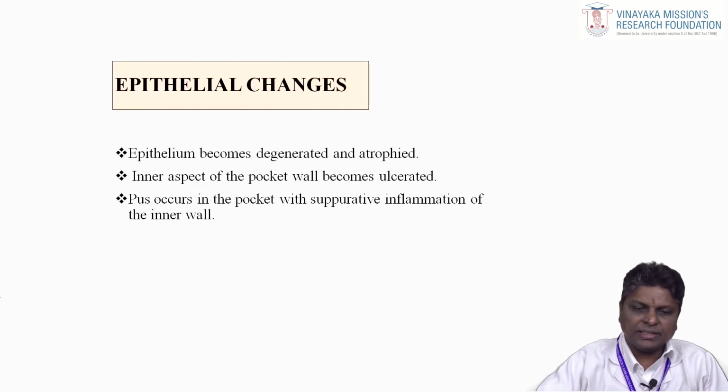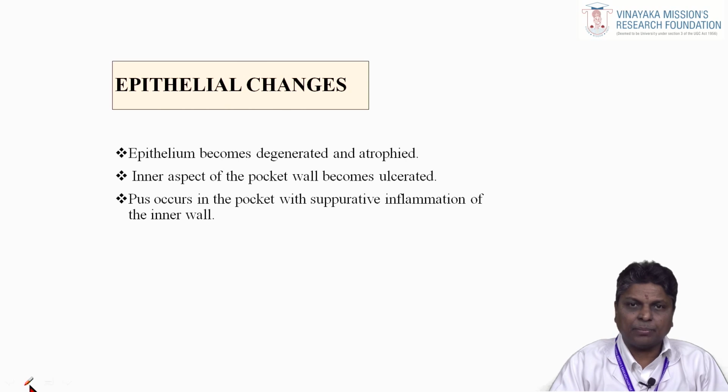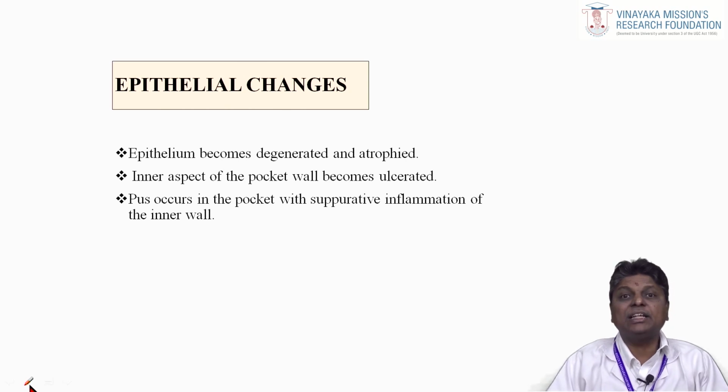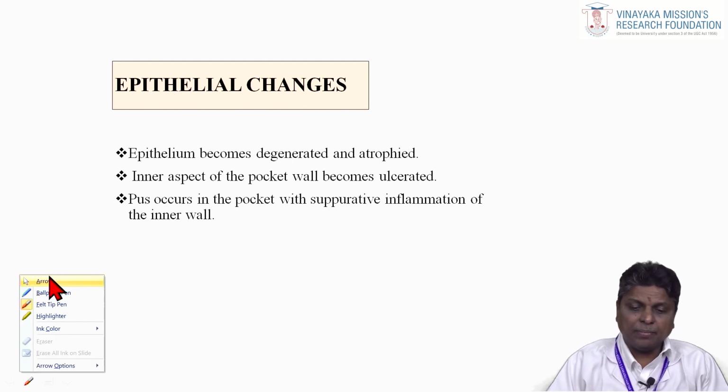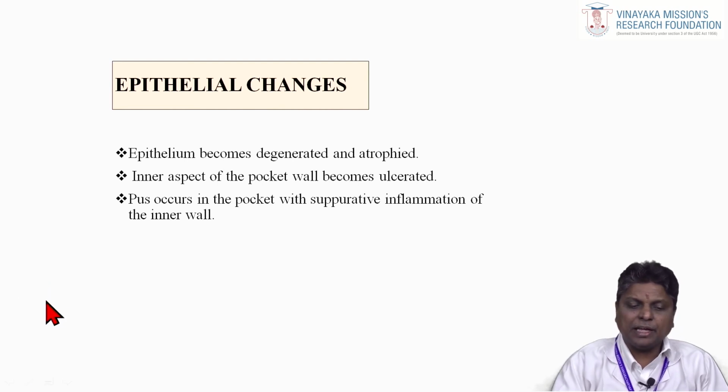Then what are the epithelial changes you have to come across? Now we are coming to the microscopic level. What will happen? The epithelium, I told you, has finger-like projections. What will happen to the finger-like projections? There will be degeneration, ulceration, thinning, and atrophy in that area. You can see it.